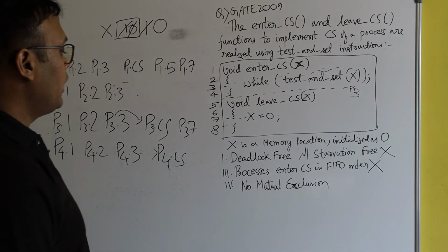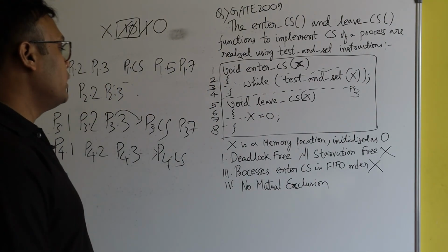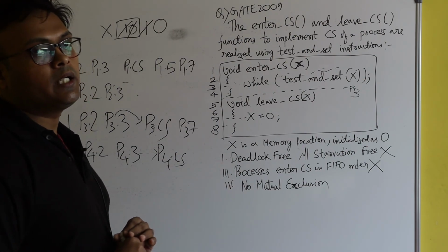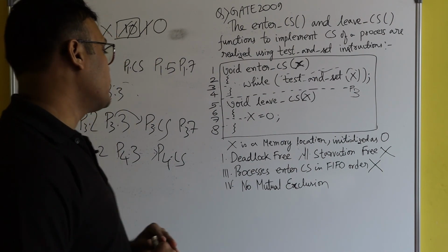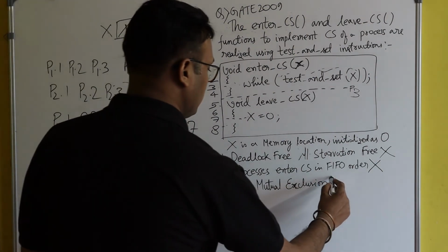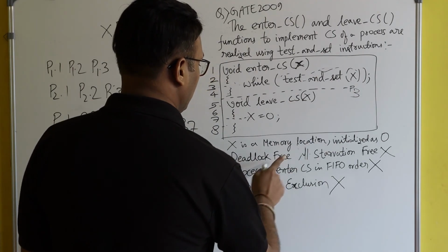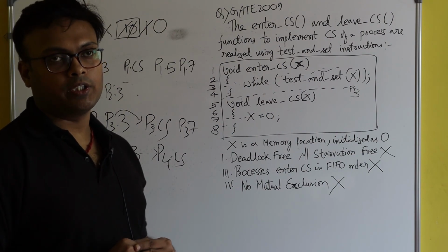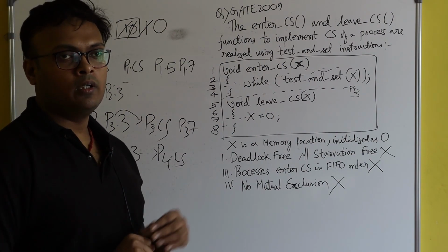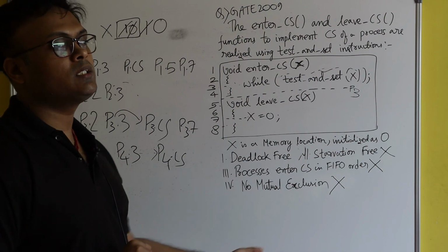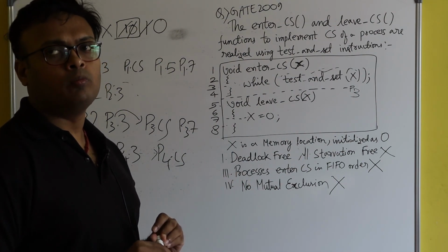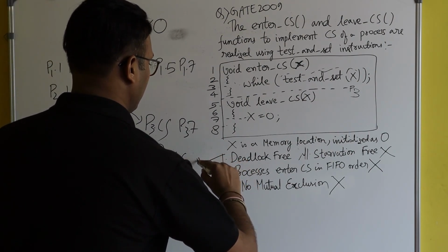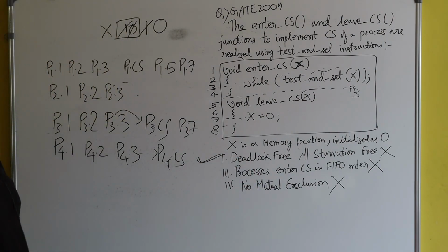Fine. And here it's written no mutual exclusion. Now, there is a mutual exclusion. As you already know, in test and set instruction, there is always a mutual exclusion. So this statement is also false. Deadlock free. Yes, this is a deadlock free instruction. There is no deadlock in test and set instruction. Rather, there is a spin lock, due to busy waiting. So it is deadlock free. It's a correct statement. Fine. So I hope you got it.